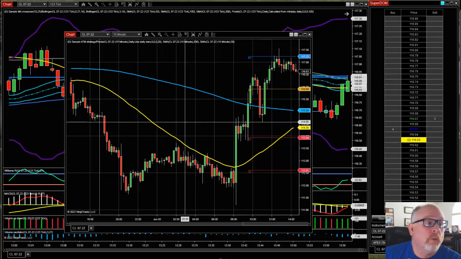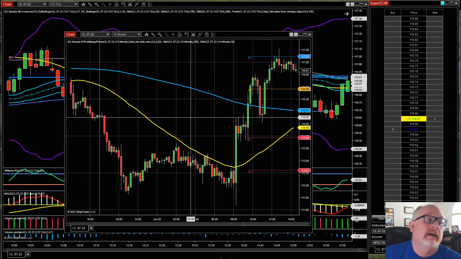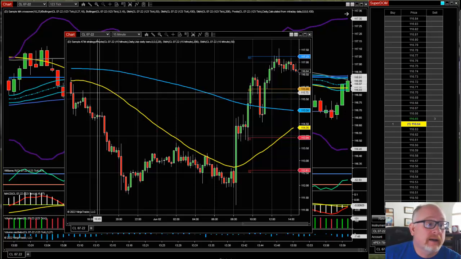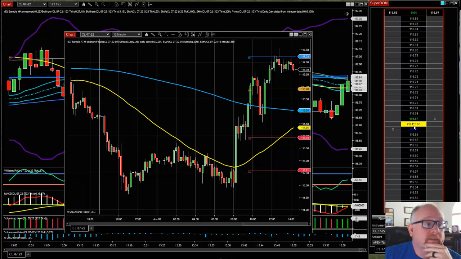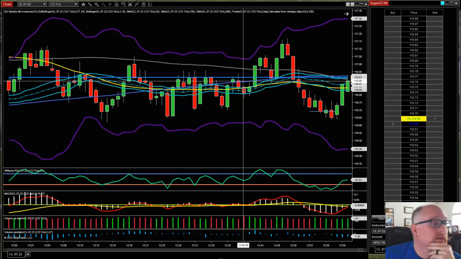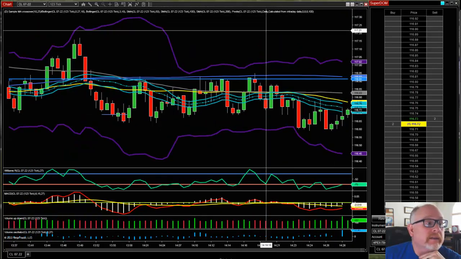It did not want to come down during the session. Doesn't mean it won't during after session. It might, in the last 4 minutes, drop from here to 116. Right now it's showing 116.85, and this is showing 116.70. So something's not driving. Oh, that's because I don't have it there. That's why.